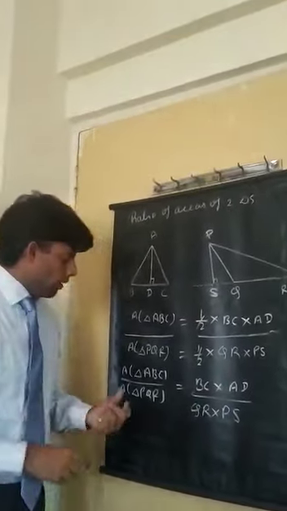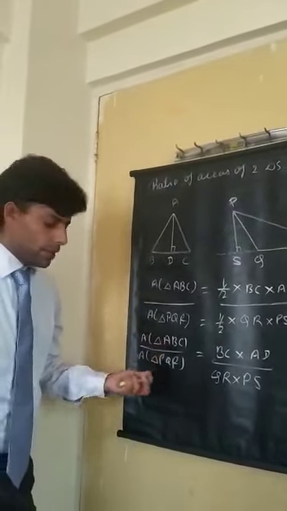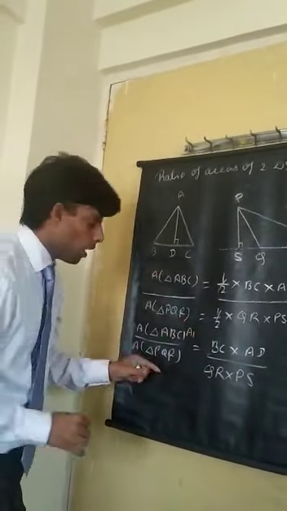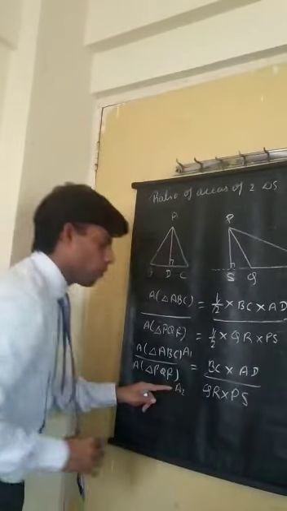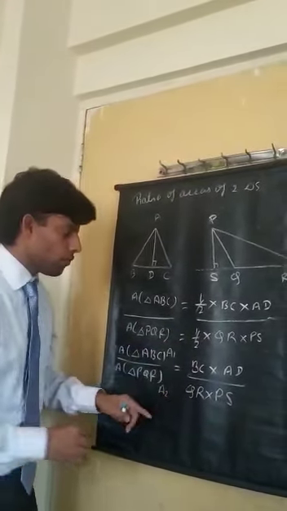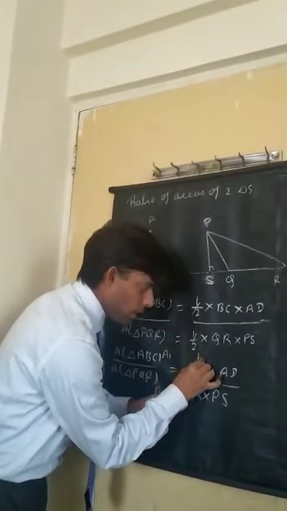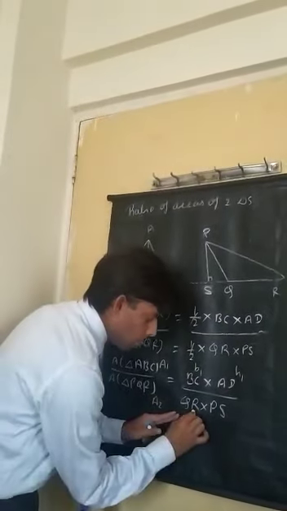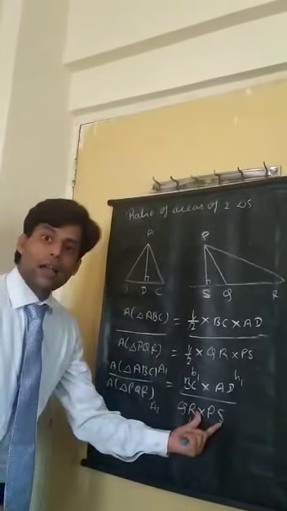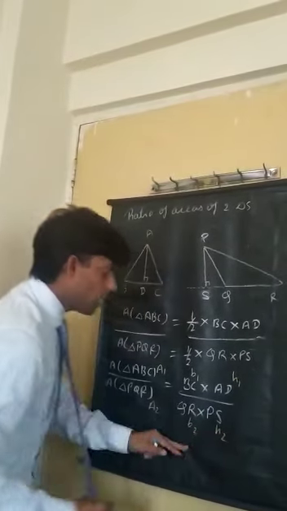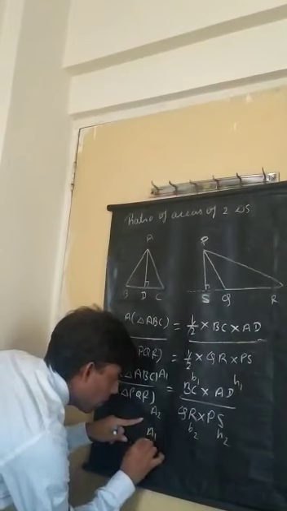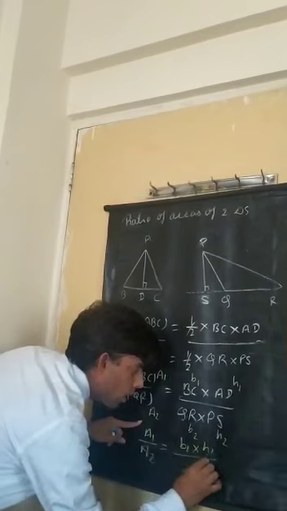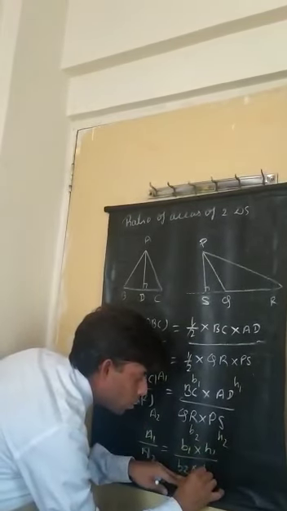So students, if we consider the area of triangle ABC as A1 and the area of triangle PQR as A2, accordingly the base of the first triangle, that is BC, becomes B1, the height becomes H1, again the base for the second triangle becomes B2 and the height of the second triangle becomes H2, and we conclude a formula like A1 upon A2 equals B1 into H1 upon B2 into H2.